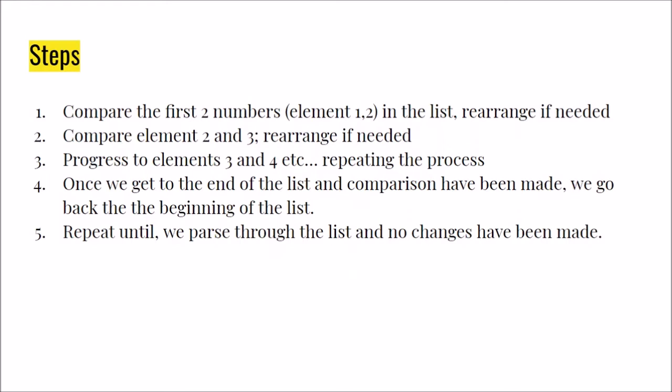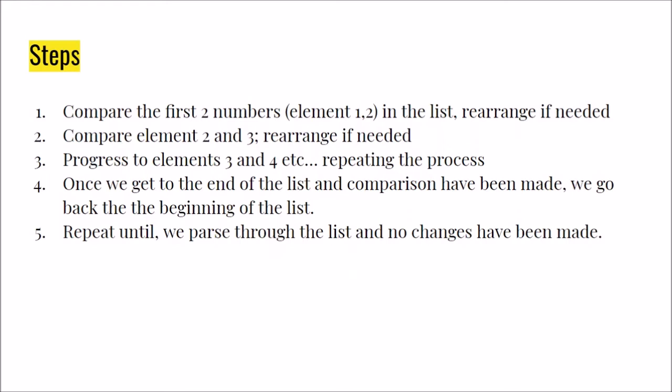So we can just look at the next two elements, and then we'll be looking at the second element from the first comparison and the third. Right, so we're actually looking at 2 twice by comparing it against a different element this time. So that's what step 2 is, comparing elements 2 and 3 and rearranging if needed. And we progress to 3 and 4, and then 4 and 5, and then 5 and 6, repeating this process.